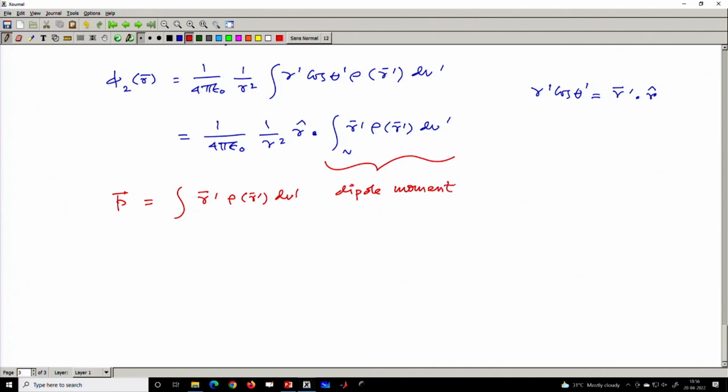So, once we recognize this is a dipole moment, my phi 2 can be written very nicely, and that is simply 1 divided by 4 pi epsilon 0, and then this is dipole moment P. So, I should have P dot unit vector r divided by r square. So, this is nothing but the potential due to dipole.